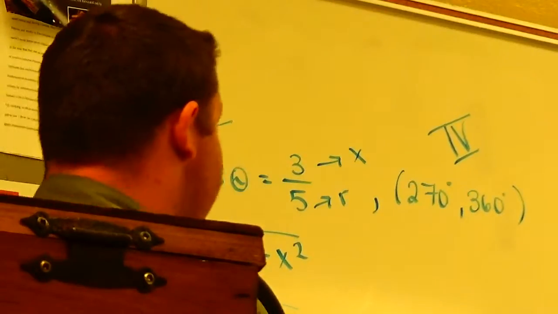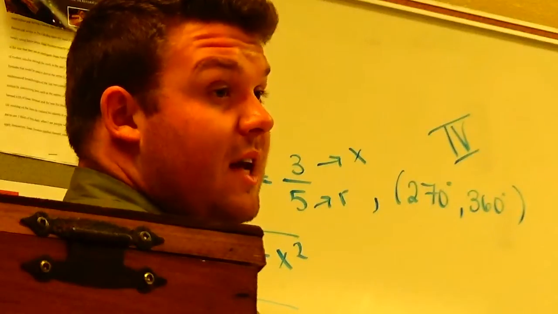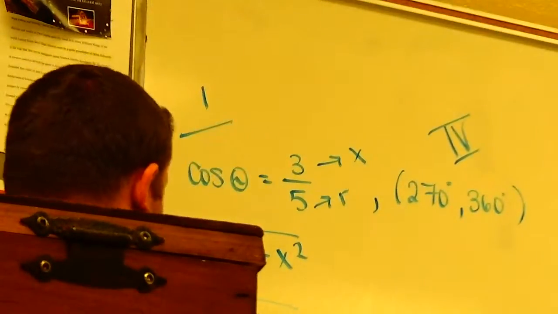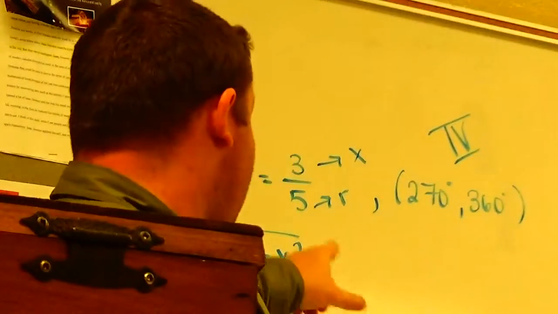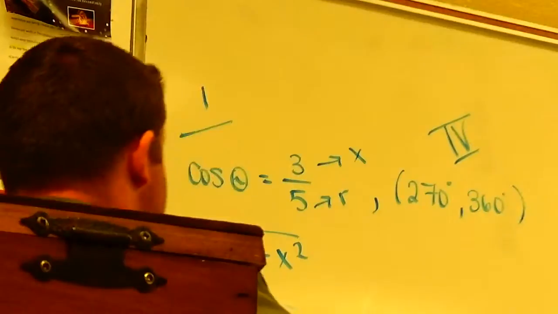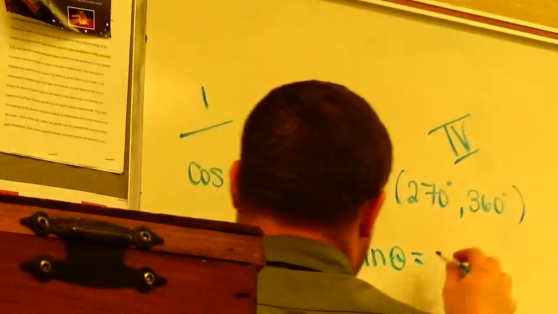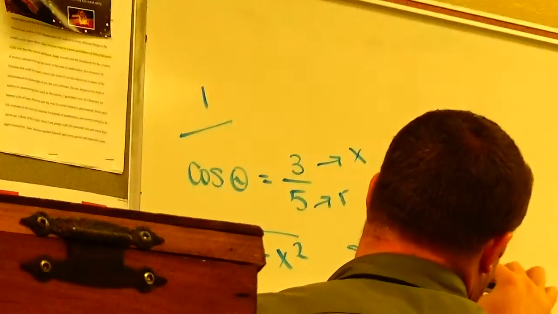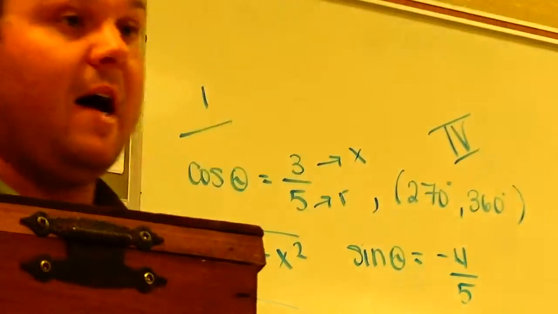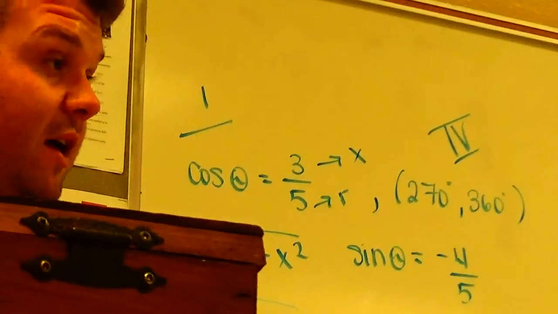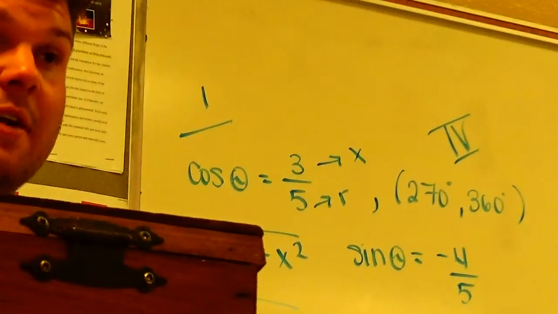What type of 4 does it have to be if it's in the fourth quadrant? What does sine have to be? Sine has to be negative. So this y has to be negative, because we know r is positive. So the sine of theta equals negative 4/5. If we know sine and cosine, we have enough to find all 3 double angles.